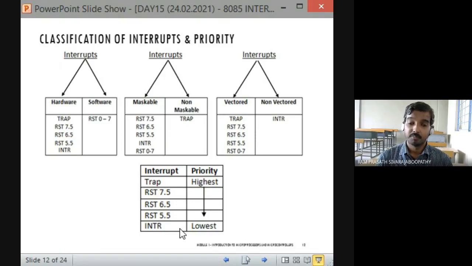When more than one interrupt occurs simultaneously, what does the CPU have to do? It has to allow only one device to be serviced. Correct? After finishing the high priority interrupt, it can go with the next priority. So this is the order of priority in 8085 microprocessor interrupts. Trap is the highest, then 7.5, 6.5, then 5.5, then finally INTR, which has the very lowest priority. Is this clear to all of you?